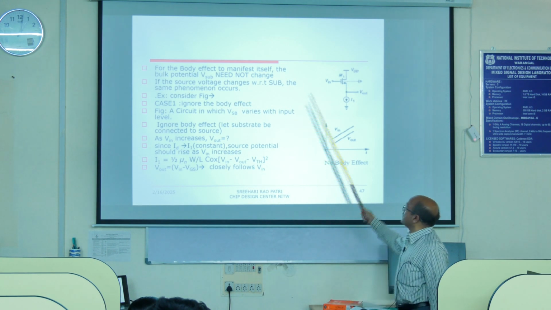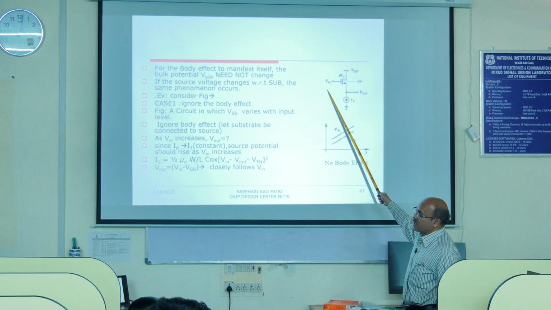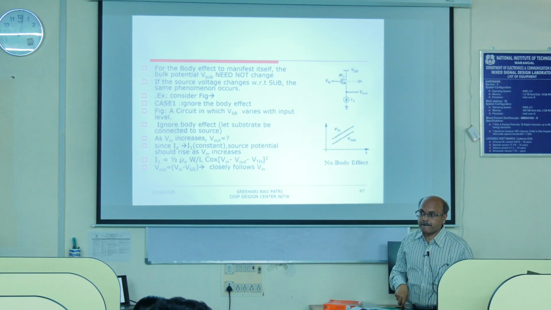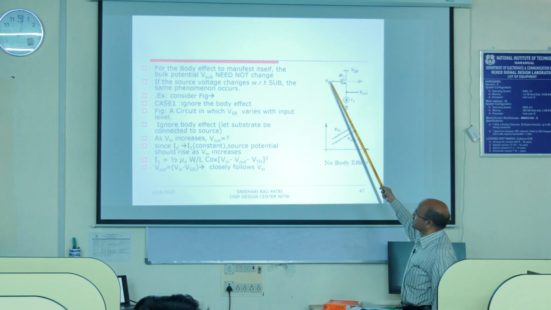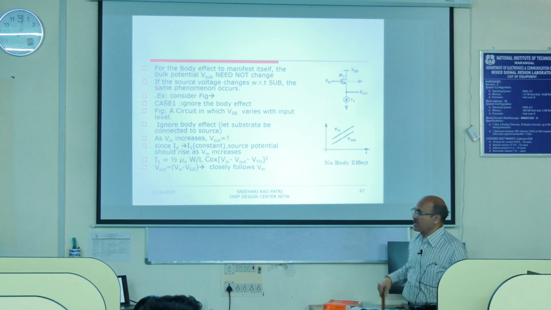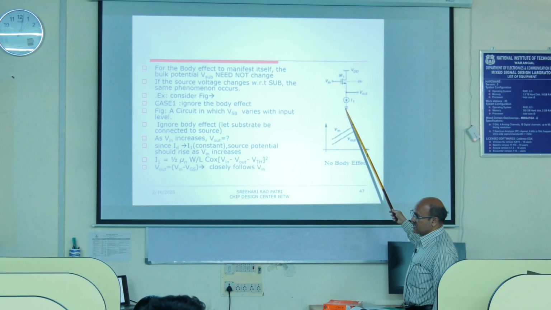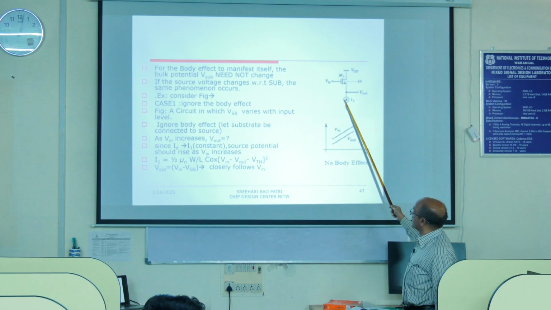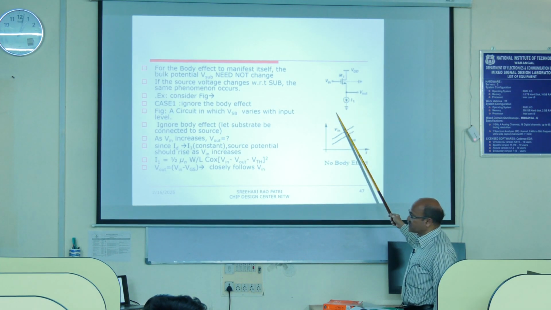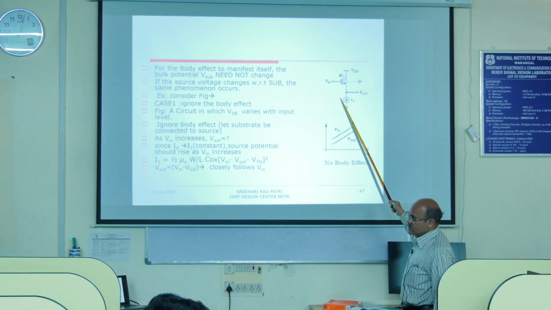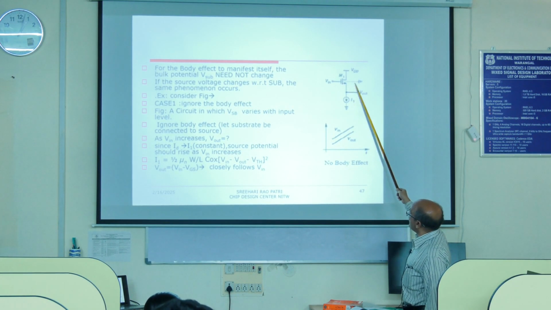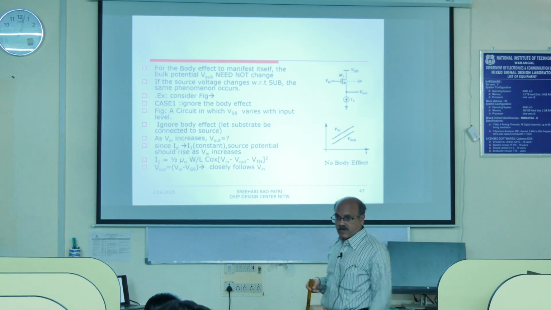Now if the input voltage is increasing, what will happen? I said because current is constant, this potential should rise, right? Because this current is constant, to keep the current constant, what is it doing? It is rising the source potential. So same thing, not new. It is rising the source potential to keep the VGS constant, but as the source potential rises, what happens to VBS?